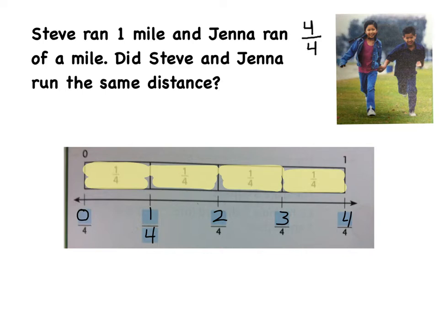Now I will draw my point at 1 and at 4/4. If I locate the 1 on the number line, I notice that it falls exactly on the same line as my fraction 4/4. Since the distance 1 and 4/4 end at the same point, they are equal. So Steve and Jenna ran the same distance.